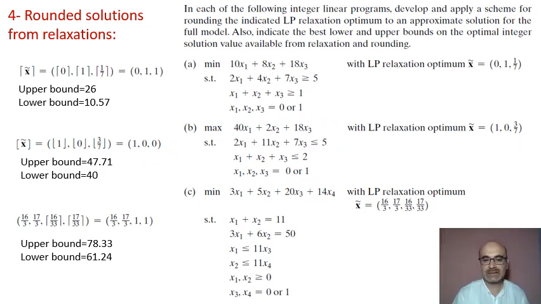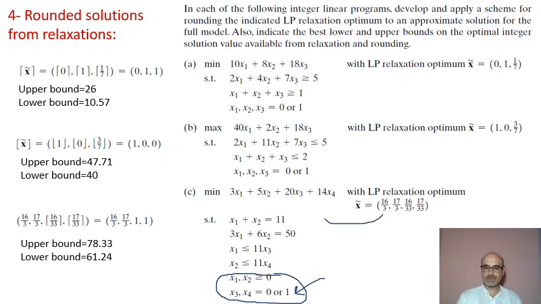Okay, finally, let's consider the last example. Again, the LP relaxation optimum solution is given to us. But whenever you get such a problem, please be very careful. In this problem, x1 and x2 are continuous variables. They are not binary. This is a mixed integer programming formulation. Only x2, x3, and x4 are restricted to be binary. So this is the LP relaxation optimum. When you put this optimum solution into the objective function for a minimization problem, you will end up with your lower bound, which is 61.24.